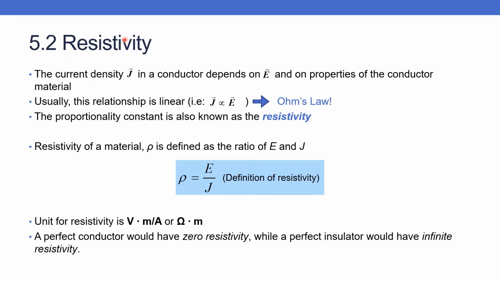The next subtopic will be 5.2, resistivity. Resistivity is different than resistance, but first I'm going to talk about resistivity first. So the current density J in a conductor depends on the electric field and on properties of the conductor material.